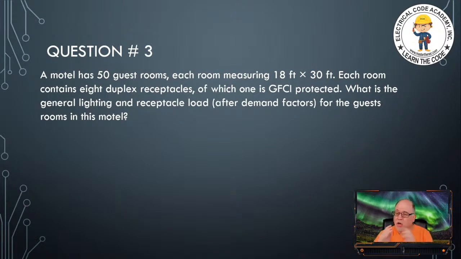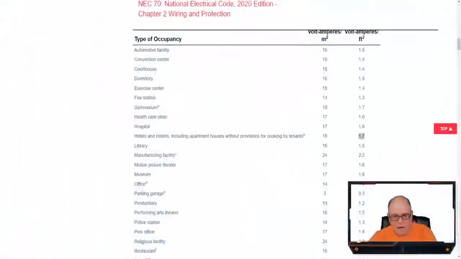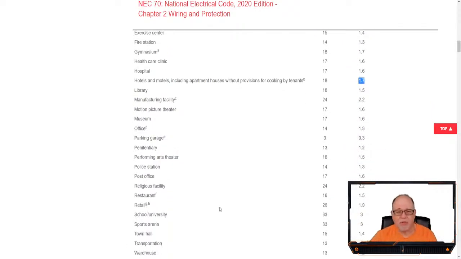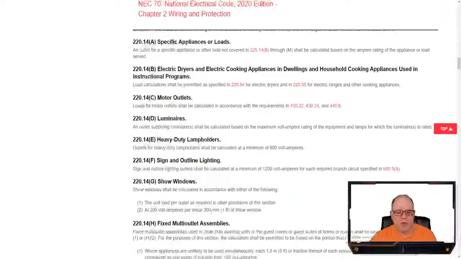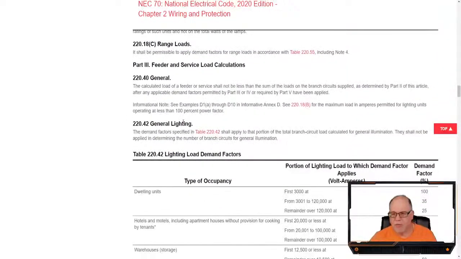Now, you notice the question says after demand factors are applied. So what does that mean? Well, let's go back to the code and you'll see what I'm talking about. All right, we're back into the code. Now what we're going to do is go down to 220.42. Here's what it says right here.